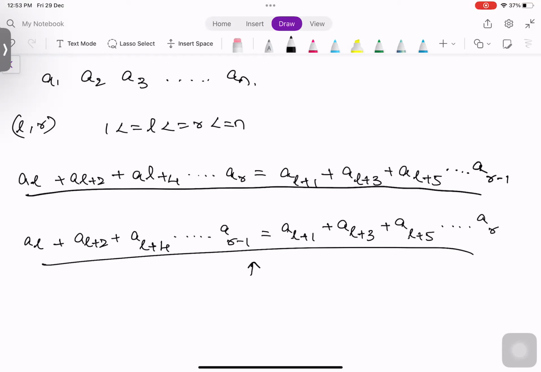So basically, in our array, we should figure out if there is any L, R pair which satisfies this condition. If we have a pair that satisfies this condition, we should print yes. Otherwise, we should print no.